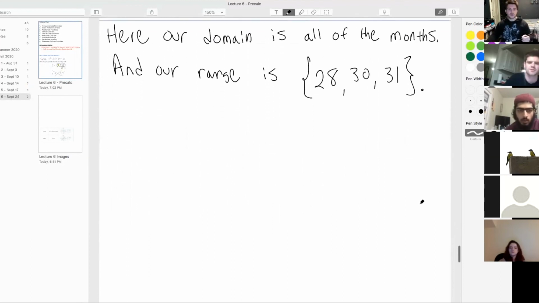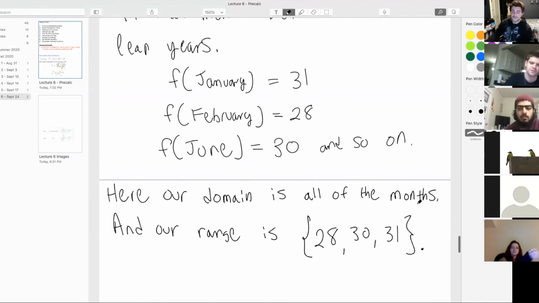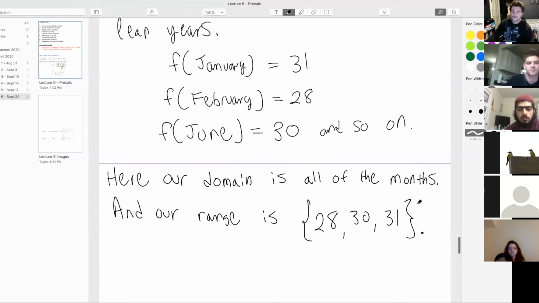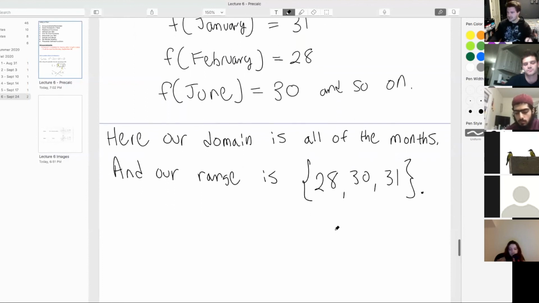Okay, so is it true for every single function that there's always going to be a set range and domain? When you say set, range, and domain, are you talking about a finite set? No. We're going to see that next, actually.